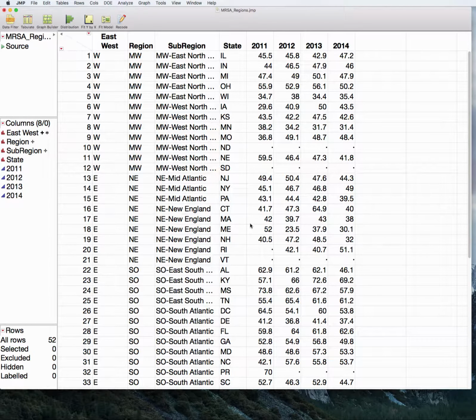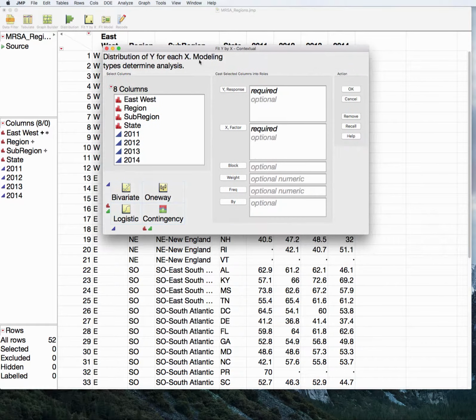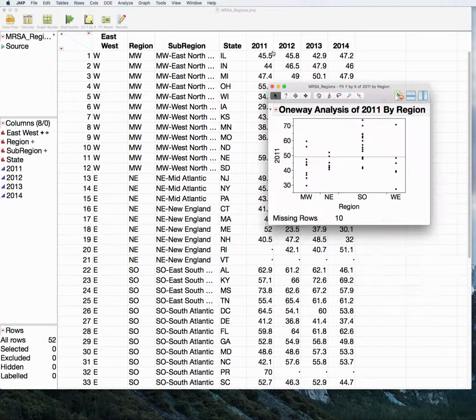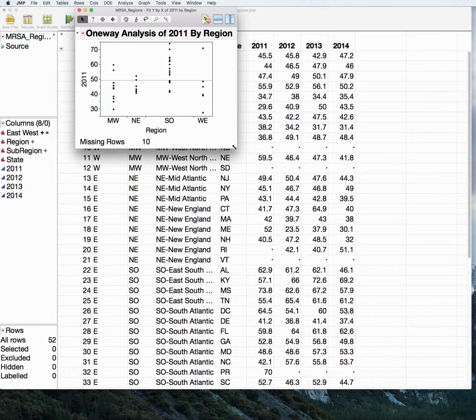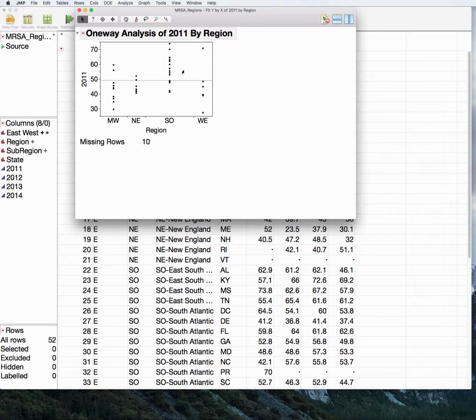Let's take a look at the basic ANOVA report. This is the MRSA regions data with the columns by year. Go to Analyze, Fit Y by X. We'll put our regions in X and our 2011 in Y. This is for the percent resistant, and press OK. And we get a very simple plot.